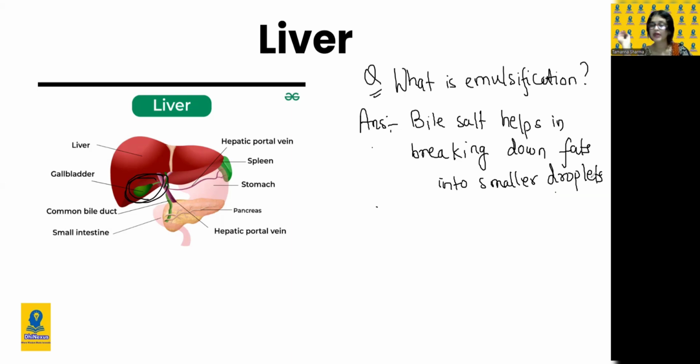Emulsification will also increase the surface area for the action of other enzymes that we are going to learn. But this emulsification is very important, so please remember the term emulsification. That means bile salt helps in digestion by breaking down big globules of fats into smaller droplets or smaller globules. Now with that, let's go to the next thing, the pancreas.